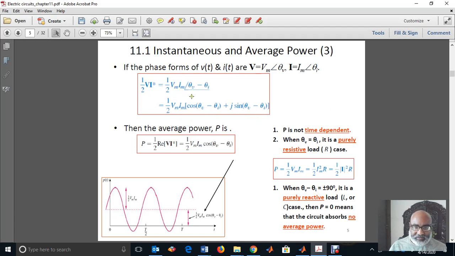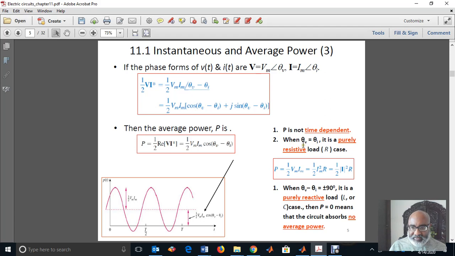Now, the average part is given by this formula. P, the average power, is equal to 1 over 2 real part of V times I conjugate, the real part of this complex power. The real part is obviously this one. So it will be 1 over 2 Vm Im cosine of theta V minus theta I. So the average power is not time dependent.